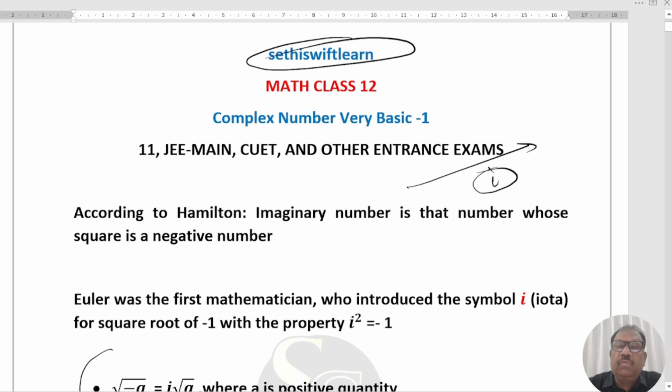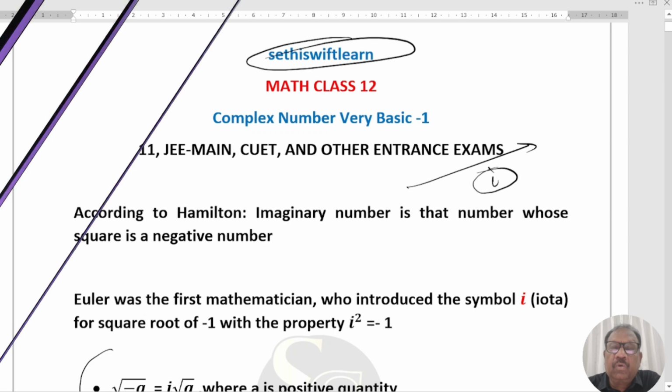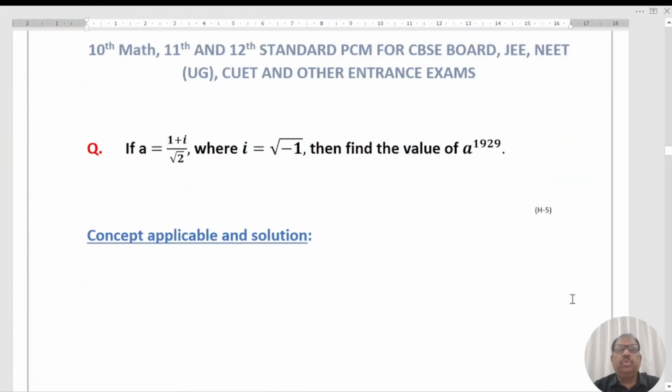Now let's start with the further question and concepts. Question is, if a equal to (1 plus iota) upon root 2, where iota equal to root minus 1, find the value of a^1929.